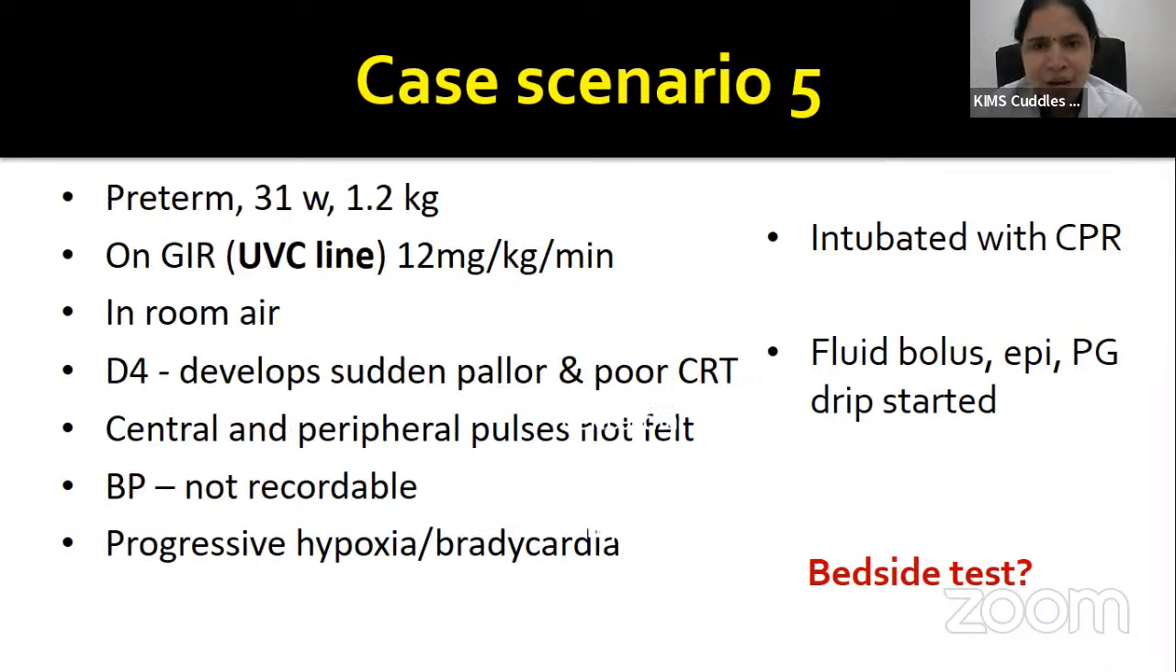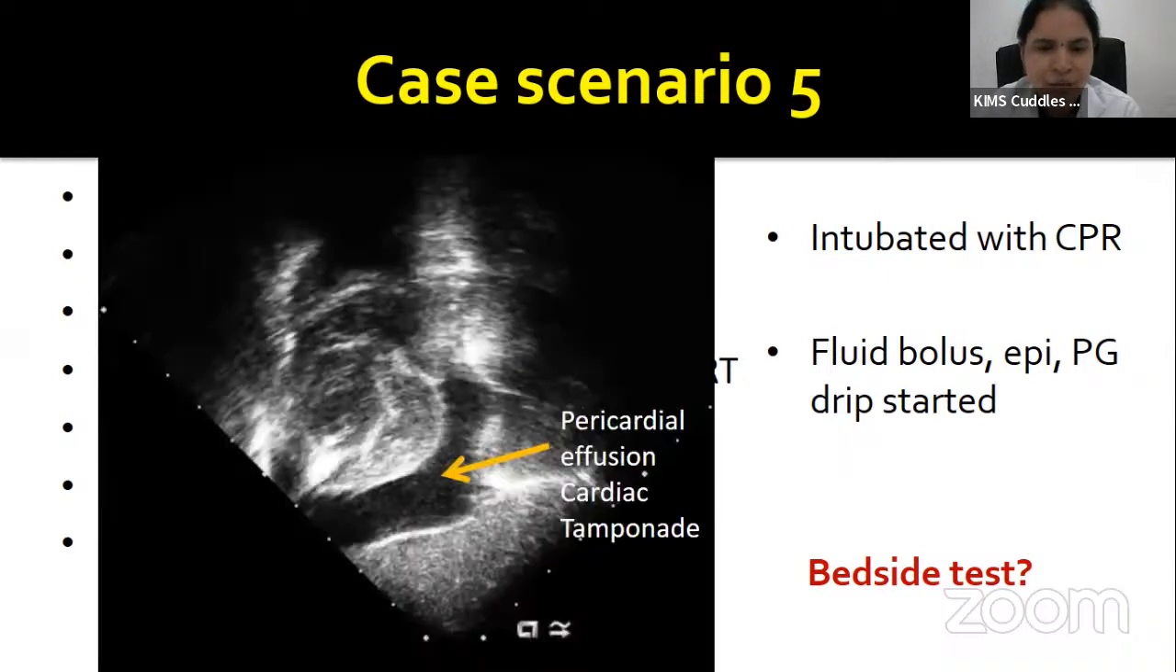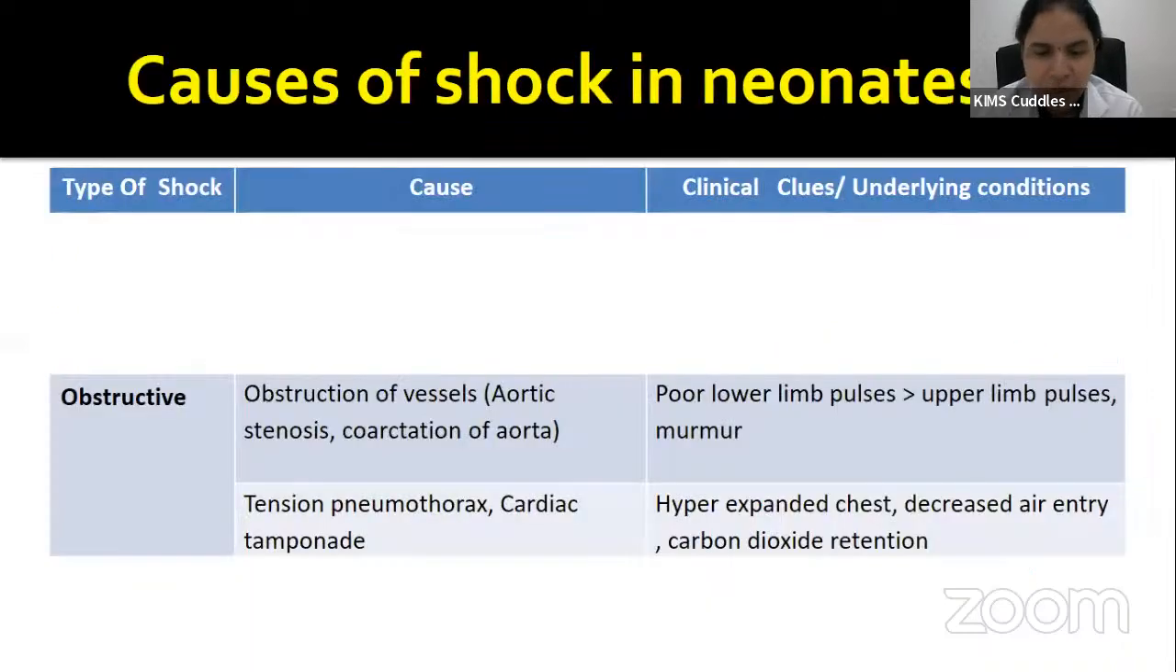Prostaglandin was empirically started with a suspicion of a duct-dependent heart disease. A quick bedside echo was done, which revealed a pocket of fluid around the baby's heart, just within the pericardium. And as you can appreciate here, compressing the cardiac chambers. And this is a classical case of cardiac tamponade, possibly because of the displaced tip of the umbilical venous catheter.